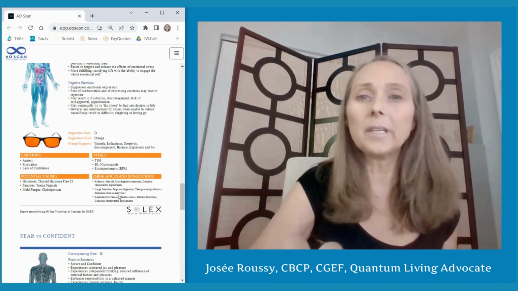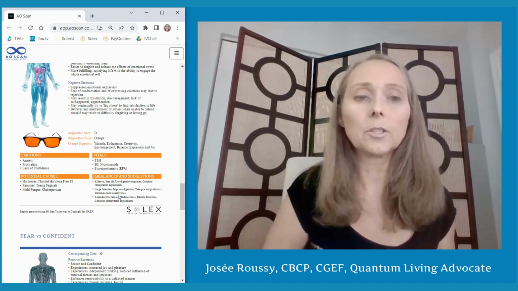So let's look at this example of my latest scan. It's showing that I have an imbalance between suppressed emotional and self-expression. I'm more on the side of suppressed emotional versus self-expression. So it gives you some generic information about the positive emotion that you would want and the negative emotions associated with that particular imbalance. And it means I'm more on the negative side. Everything that is at the bottom, whoops, I'm going a little too fast here. This is the mini vital part of the scan that I was talking about.